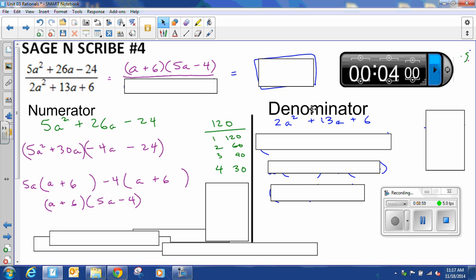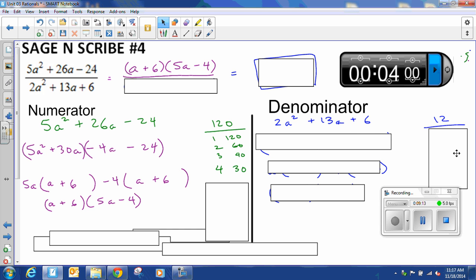Now let's work on the denominator, which is 2a squared plus 13a plus 6. 2 times 6 is 12, and I'm looking for factors of 12 that add to 13. And since c is positive, we're adding. So we have 1 times 12, 2 times 6, 3 times 4, and it was actually the first, 1 times 12, because 1 plus 12 is 13.